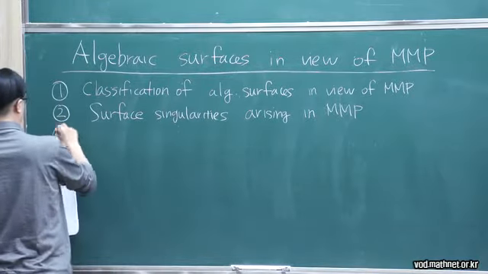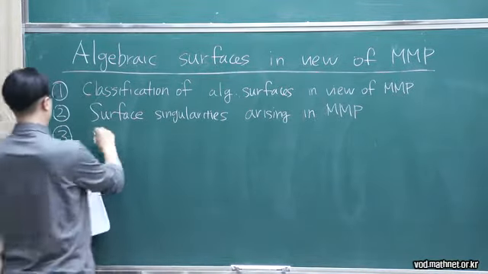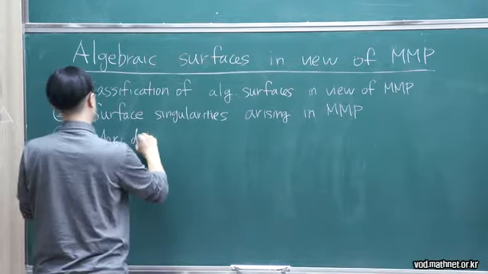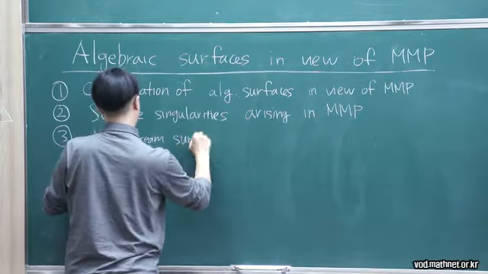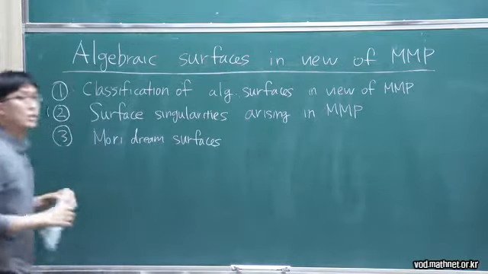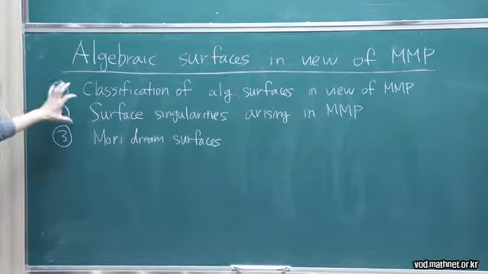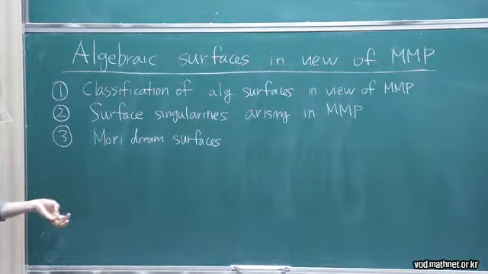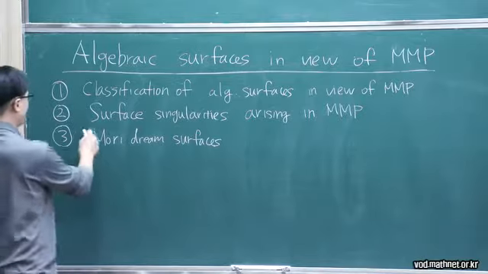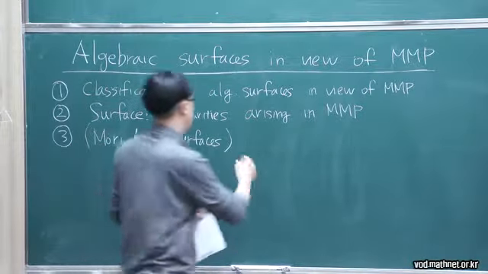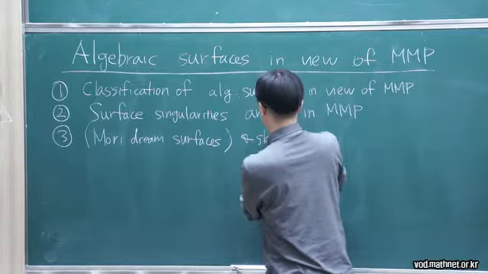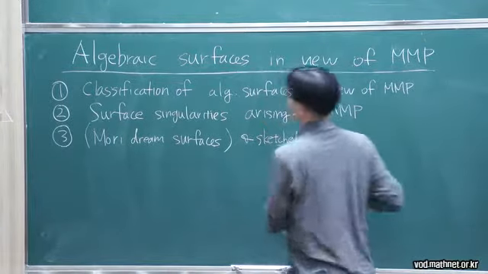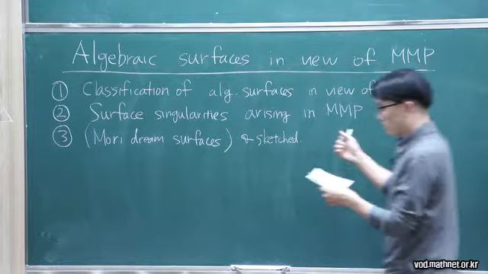Finally, I'm going to talk about Wooly Dream surfaces. So the first two talks are actually just two examples of higher dimensional MMP. But the final topic is actually needed for higher dimensional purposes, so I'm going to talk about it. But this will be only briefly mentioned, so it will be only sketched. Okay, so this is my rough plan.